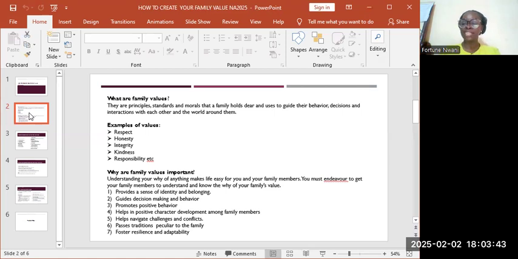All right. So why are family values important? Why are family values important? Now, one of the things I have come to learn in intentional parenting is helping my children understand the why of whatever we are doing. So that is what you owe your children or your family members, helping them to understand the why, the importance. Okay. So why are family values important? Number one is that it provides a sense of identity and belonging.